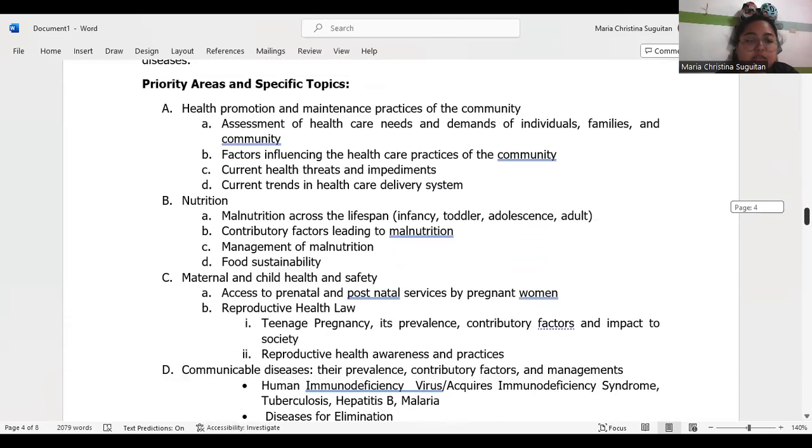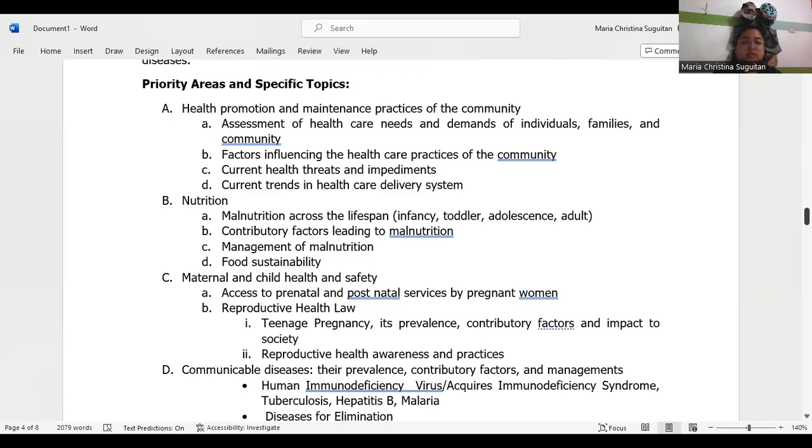Also, we have this nutrition, okay? So, malnutrition across the lifespan, more especially sa mga infant, toddler, adolescent, and adult. And then, contributory factors leading to malnutrition, management of malnutrition, food sustainability. And then, next, we have the MCN, or the Maternal Child Health and Safety, access to prenatal and postnatal services by pregnant women, and reproductive health flow.